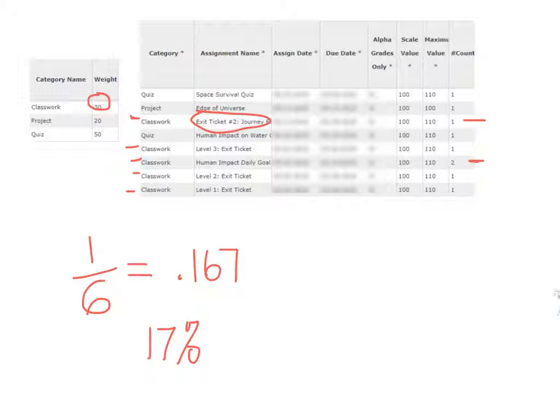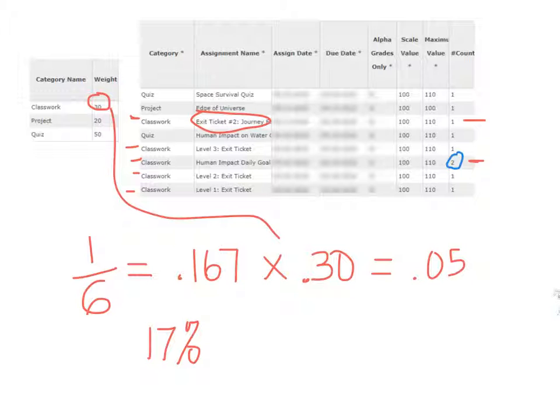Keep in mind that this 2 means it counts twice within the category. So that's where we get that 1/6 from. Well, if it's 0.167, and then we're going to take this 30 right here, so that is 0.30, because 30% is 0.30. And then if we multiplied that out, we would get 0.05, which means that's 5% of the overall. So that one assignment counts 5% of the overall.